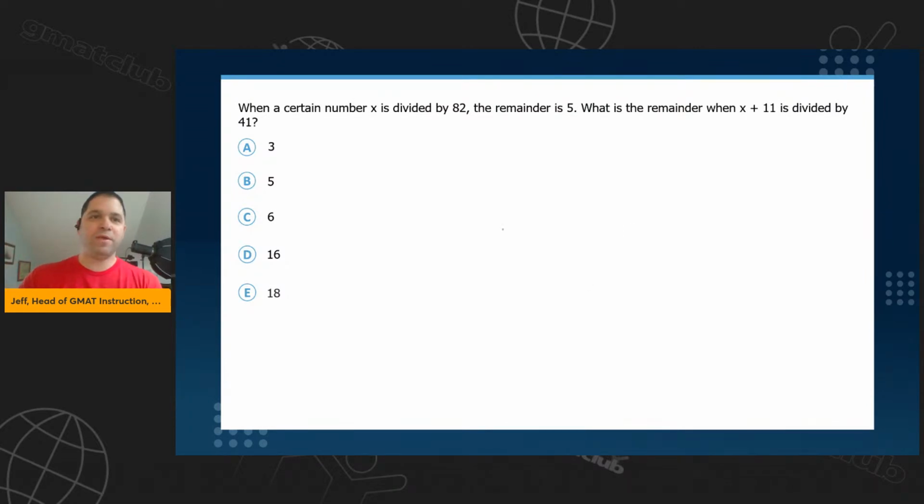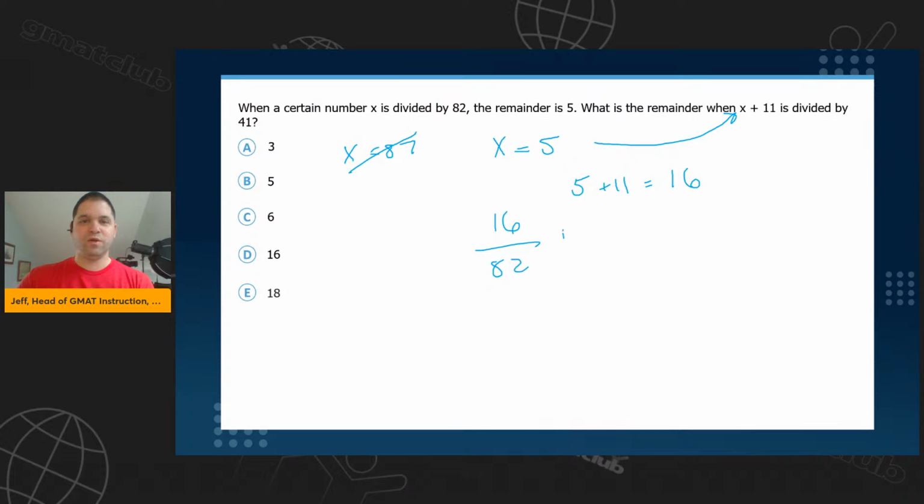right? A lot of people will say, hey, I'm going to use X is 87. Can you use x as 87? Of course. But is it better to plug a smaller number? It is. The smallest number you can use when x is divided by 82 with a remainder of 5 is 5. People forget that all the time. So if I say x is 5, and then I use it here, 5 plus 11 is 16. 16 over 82 is a quotient of 0, remainder 16, and there's your answer.